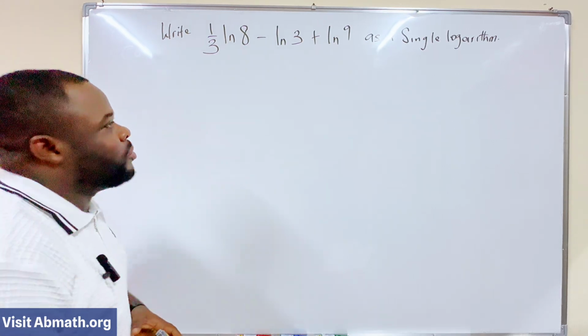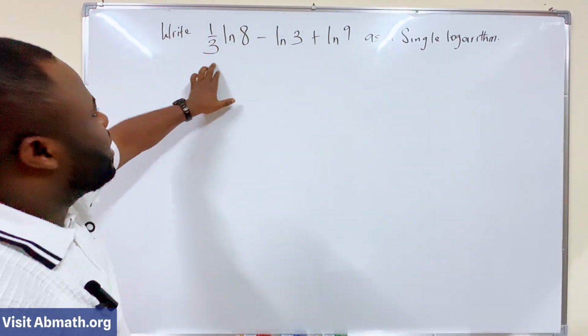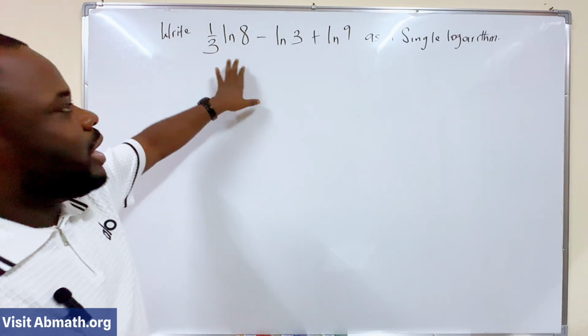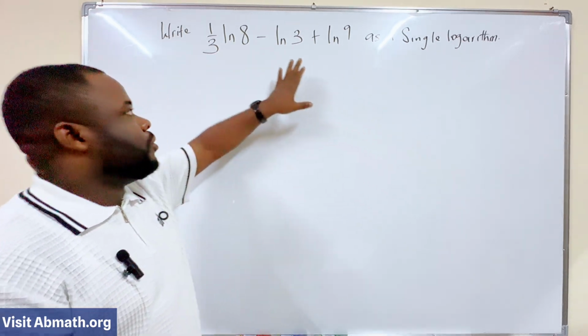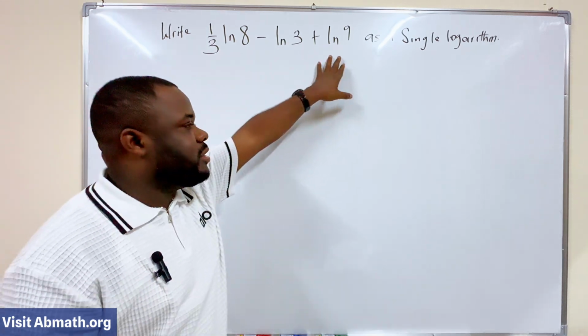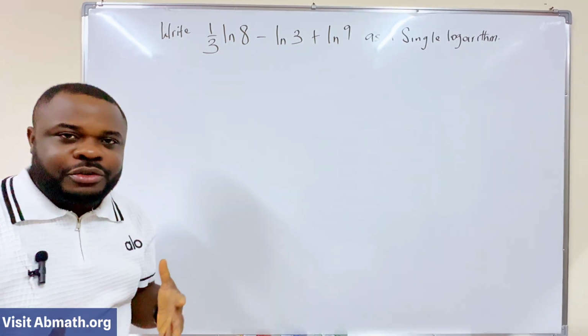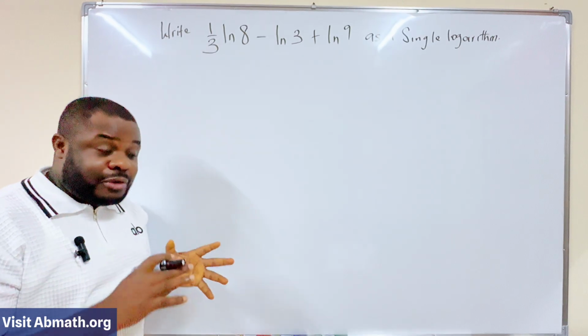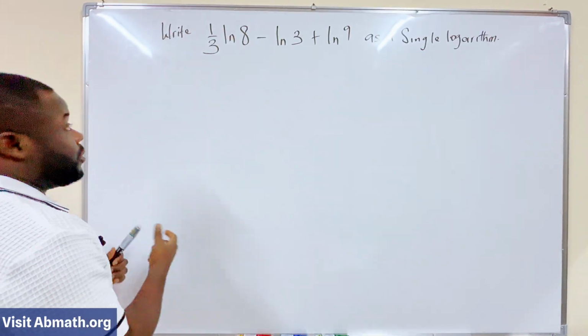Okay, welcome back. We were asked to write this expression as a single logarithm. So these are natural logarithms. So we have our ln, and ln 9. The first thing you need to do is remember the laws of logarithm. Okay. So what does it mean?